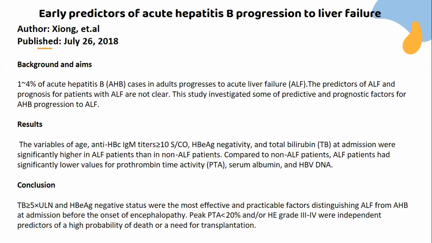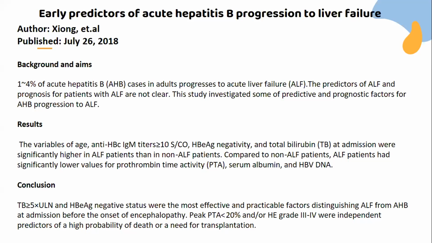So the results were that the variables of age, anti-HBc IgM titers, HBeAg negativity, and total bilirubin at admission were significantly higher in ALF patients than in non-ALF patients. Compared to non-ALF patients, ALF patients had significantly lower values for prothrombin time activity, serum albumin, and HBV DNA.